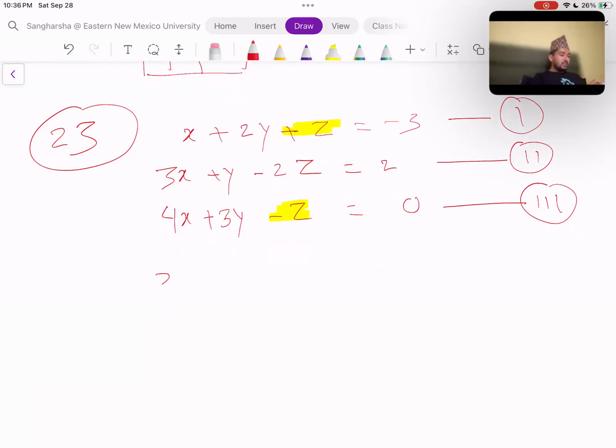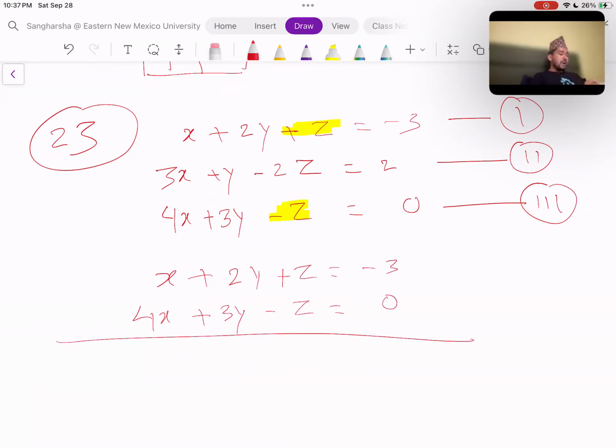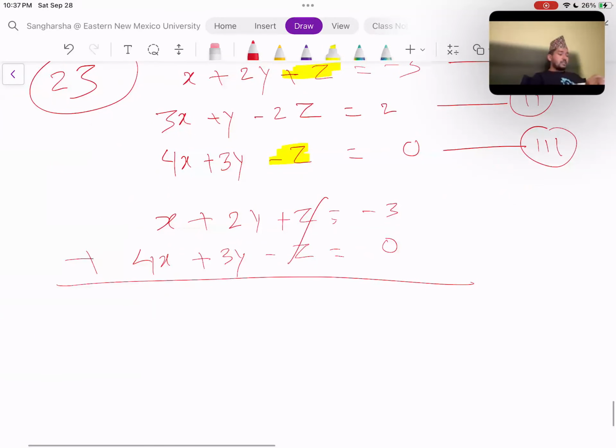So let me write these two equations together. We have x plus 2y plus z equals -3. We have 4x plus 3y minus z equals 0. So you are adding, and this is gone. x plus 4x, 5x. 2y plus 3y, 5y, equals -3 plus 0, -3. And let me call this my equation 4.